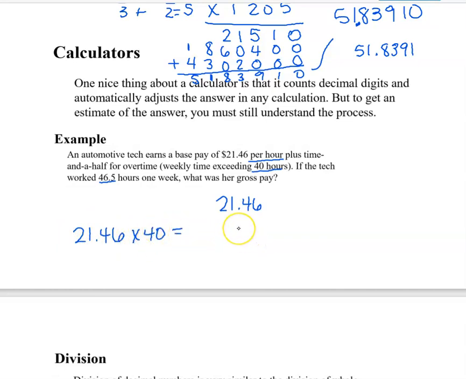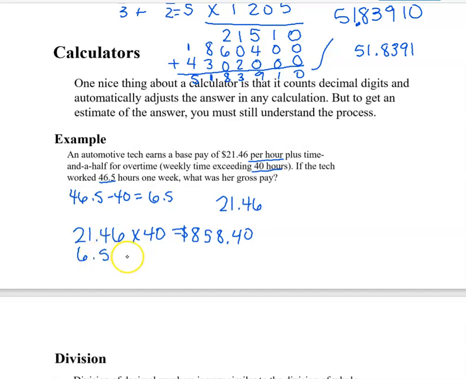And I'm going to go ahead and work this problem in the calculator. So I'm just going to take 21.46 times 40. So for the first 40 hours, they're going to get $858.40. Okay, now it looks like if you take 46.5 minus 40, that they have worked 6.5 hours of overtime. Okay, so we've got 6.5 hours.